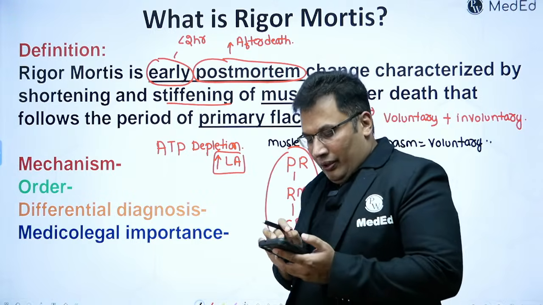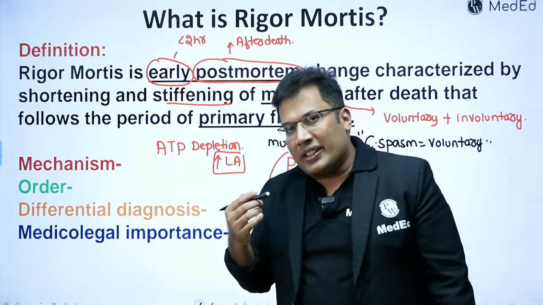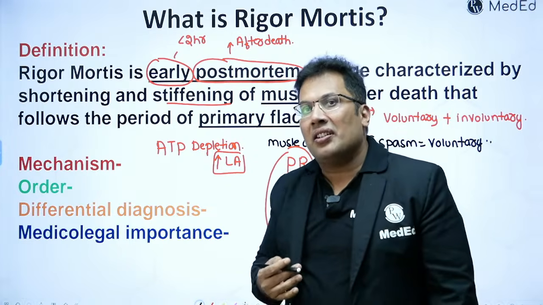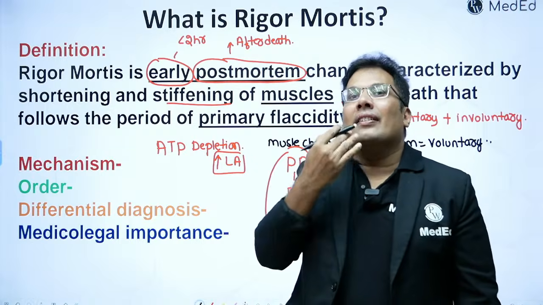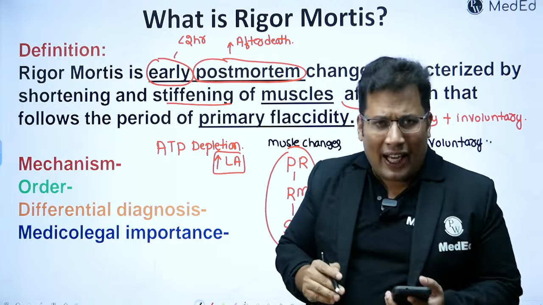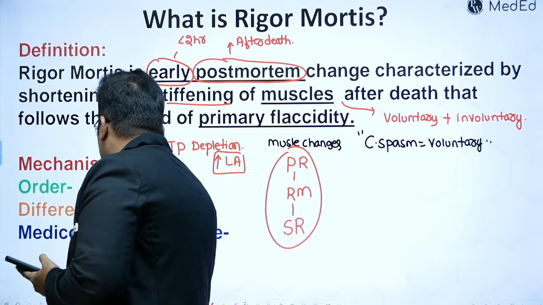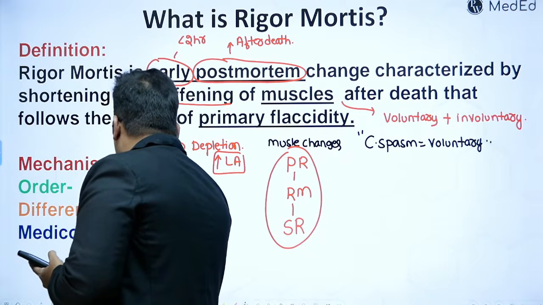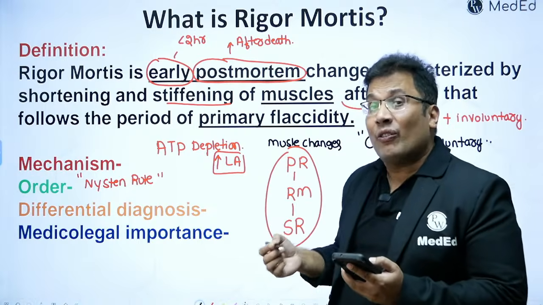Then the order. It starts with the muscles of the heart, then the small muscles of the eyelid, face, neck, then the chest, the trunk, the upper limb, lower limb, and the small muscles of the hand. That rule is known as Nysten rule. This is very, very important: the order of appearance of rigor mortis.